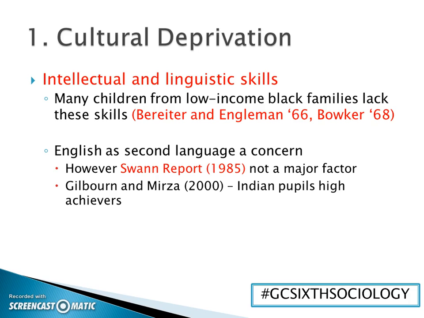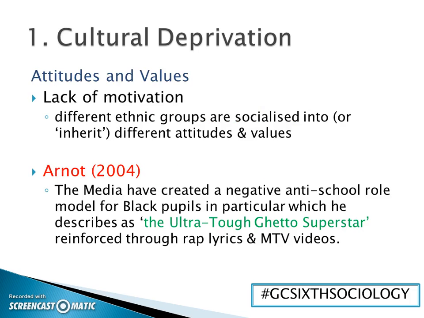But it has the same impact theoretically, according to the Swann report and also Gilborn and Mirza, as if you are speaking restricted code as opposed to elaborated code. So maybe it's an idea that it's a social class thing rather than an ethnicity thing. Especially when we look at the idea that Indian pupils, according to the Gilborn and Mirza study, do so high and are high achievers, and as we see from the last slide, that Chinese students outperform all other ethnic groups, and they don't speak English as their first language at home.